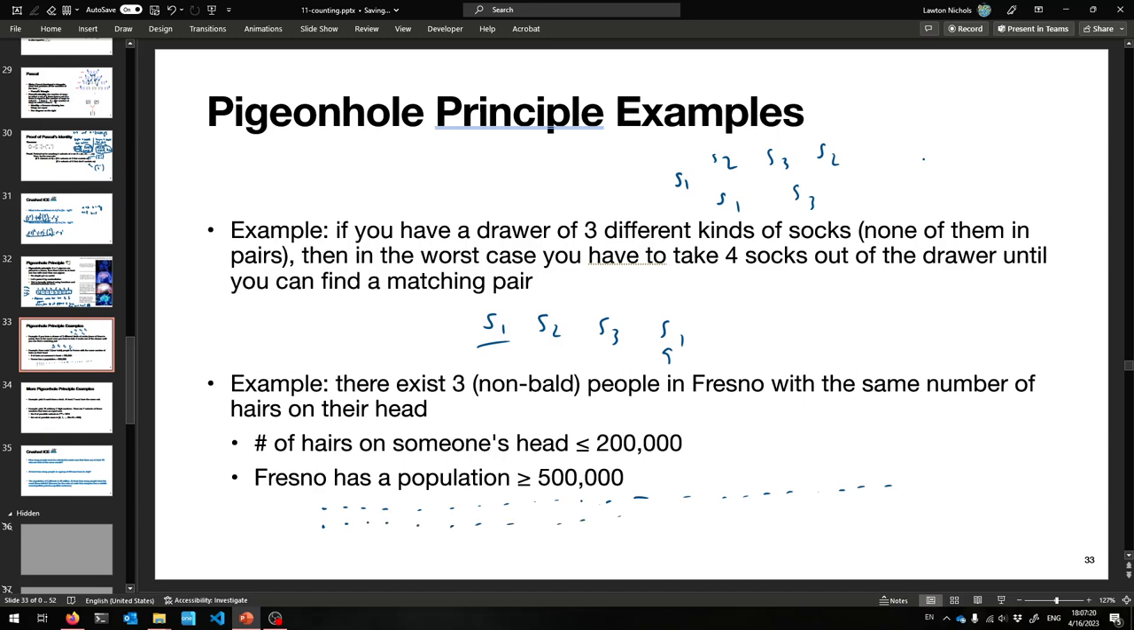You're forced to overlap, even if you're trying to keep it all spread out. And then once you get to 400,000, you must overlap some more, all the way to 500,000 and some change. So in the smallest case, there are at least three people with the same number of hairs on their head, which is amazing. That's so cool. And the way that you can get this is because you've got 500,000 people.